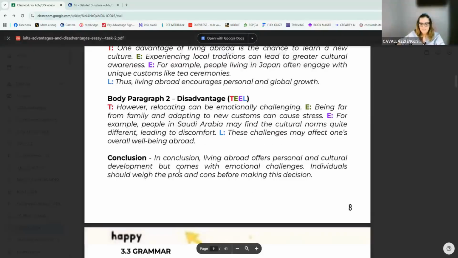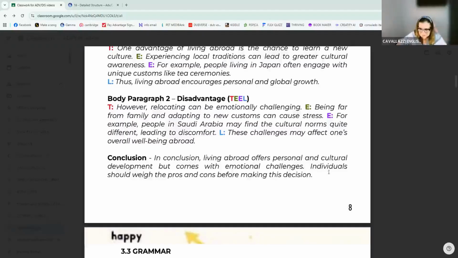Your opinion, sorry. That's what it's saying here, right? Living abroad offers personal and cultural development, but comes with emotional challenges. So I talked about both. Here, guys, I talked a little about the pros and cons, which would be our advantages and disadvantages. And obviously what's missing here is that you need to have an opinion. You have to have one. Personally, on the other hand, after giving it some thought, I discussed the mistakes of this particular example, this one here specifically. So one of the things that's missing is the opinion.